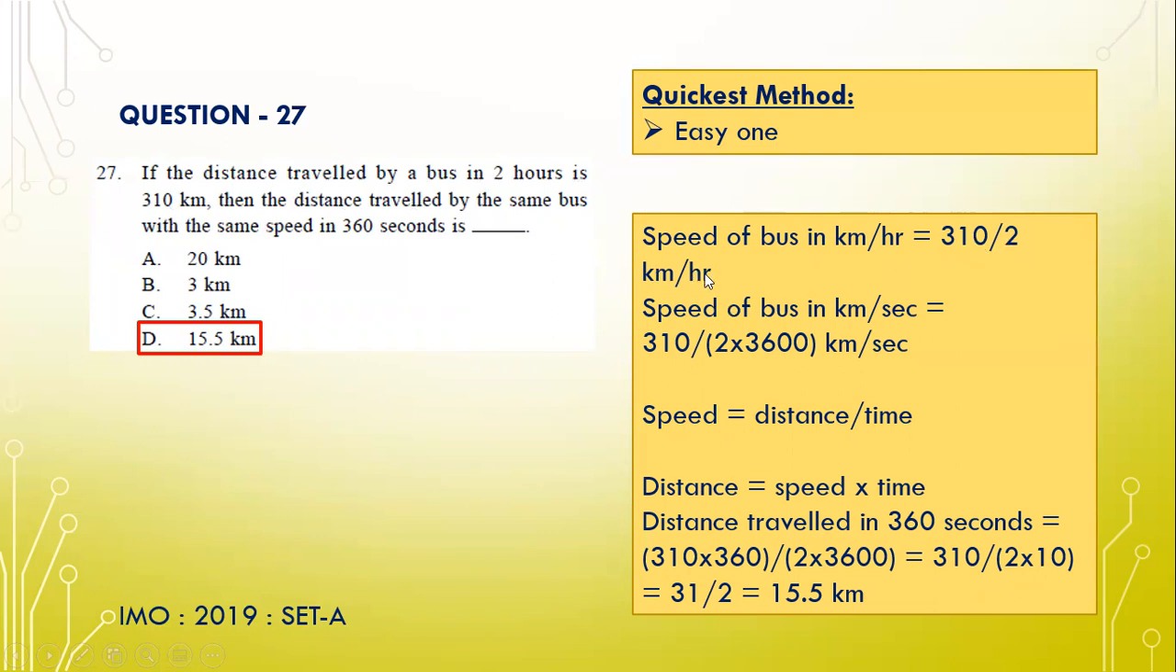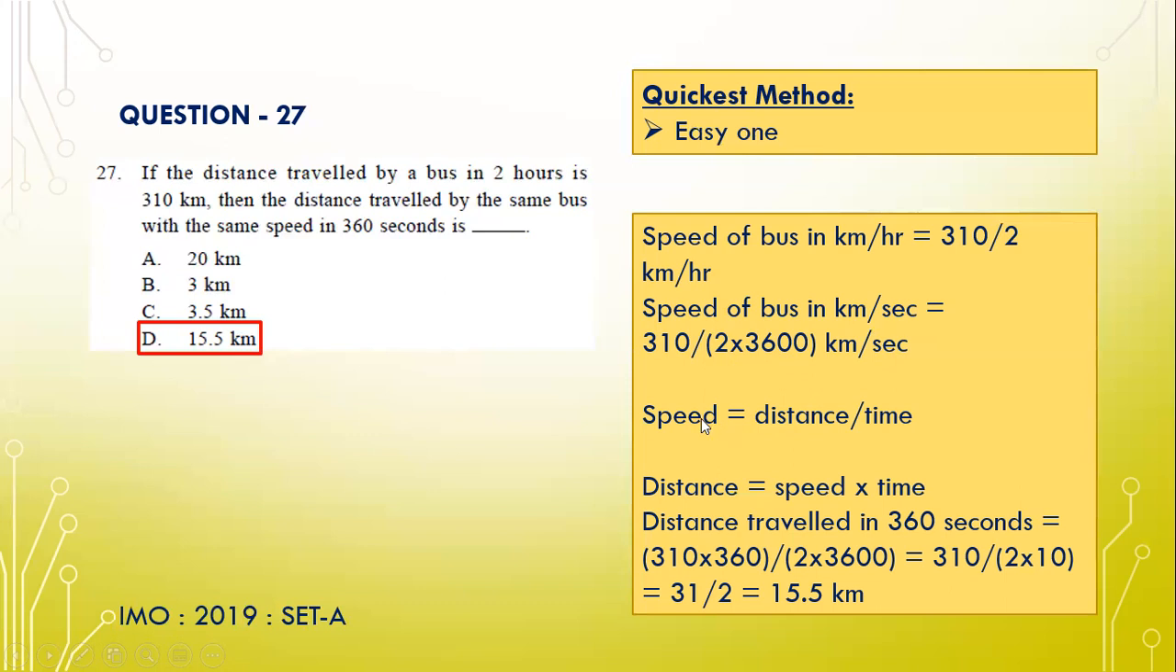And how much is 1 hour? 1 hour is 3600 seconds. So how much is 2 hours? 2 hours is 2 into 3600 seconds. So speed of the bus in kilometers per second will be 310 upon 2 upon 3600, isn't it? This will be the speed of the bus in kilometers per second.